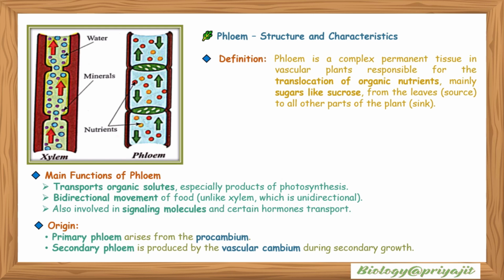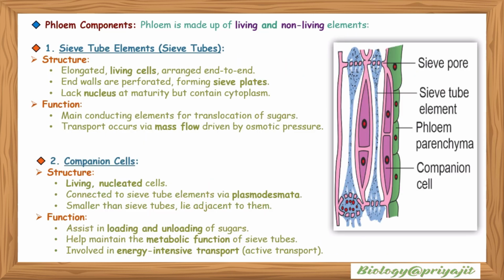The main function of phloem is to transport organic solutes, especially products of photosynthesis, with bidirectional movement of food, unlike xylem, which is unidirectional. It is also involved in transport of signaling molecules and certain hormones. Origin: primary phloem arises from the procambium, and secondary phloem is produced by the vascular cambium during secondary growth.